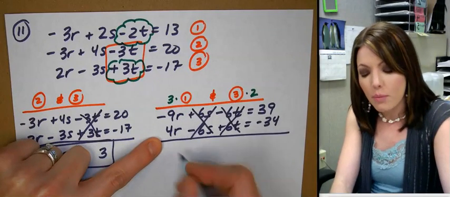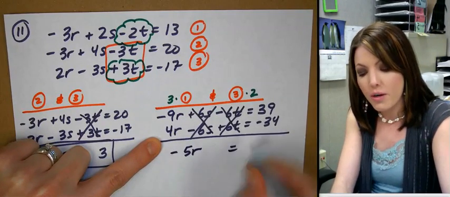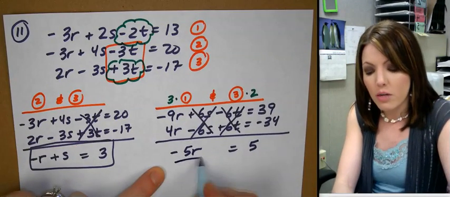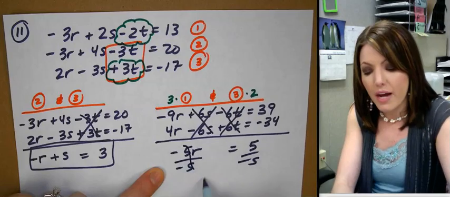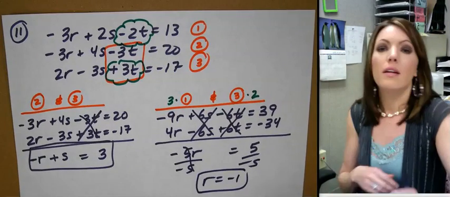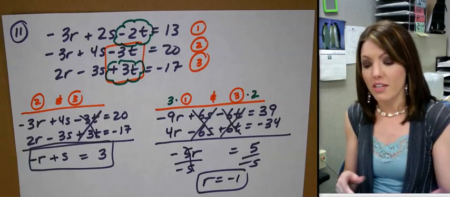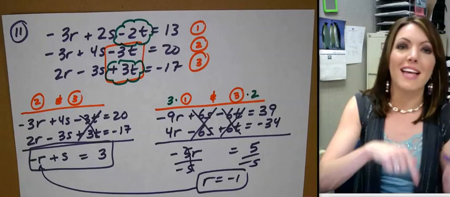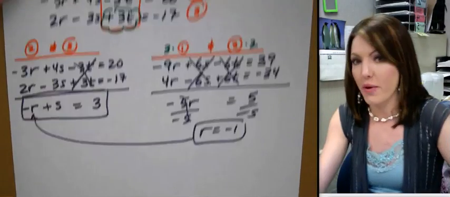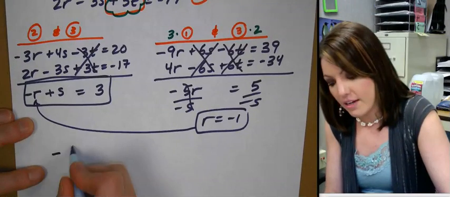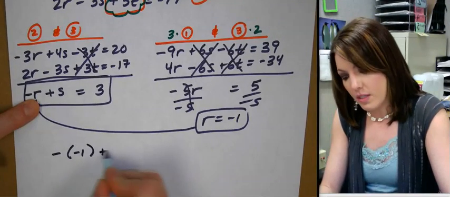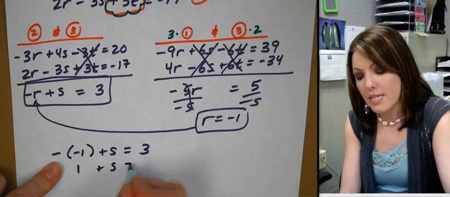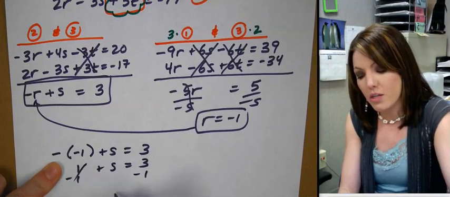Negative 9r plus 4r, that's negative 5r. 39 minus 34 is 5. Negative 5r equals 5, so we divide and we get r equals negative 1. Oh, this came out very good because now we can take that negative 1, plug it back in here, get s, then take s and r and plug it back into one of the original equations. Okay, so we get negative 1 plus s equals 3. Double negatives make a positive, so this is 1 plus s equals 3, minus 1, so s equals 2.